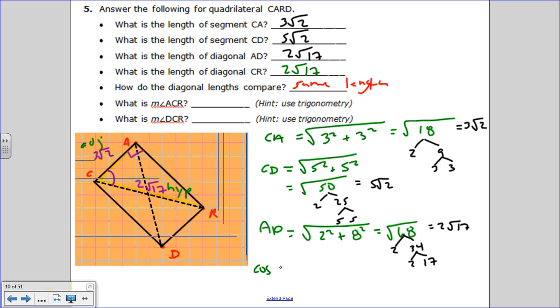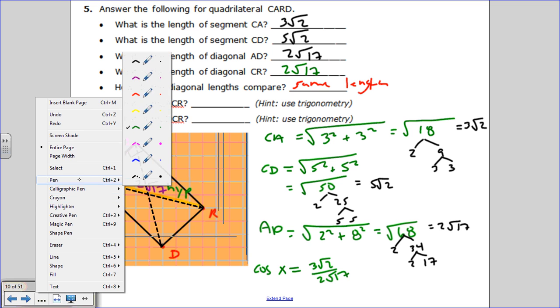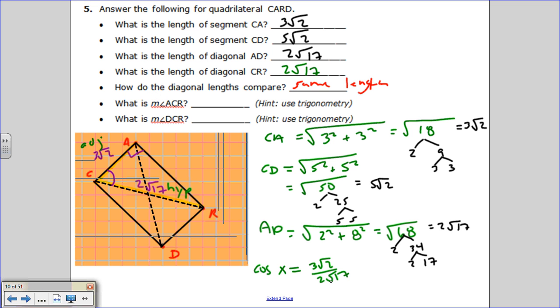I don't know what it is, so let's call it x. It's equal to adjacent, which is 3 square root of 2, over hypotenuse, which is 2 square root of 17. And then, since I'm looking for the angle, I have to use cosine inverse to get x by itself. So x is going to equal cosine inverse of 3 square root of 2 over 2 square root of 17. And then we grab our calculator and type all of that in one step.